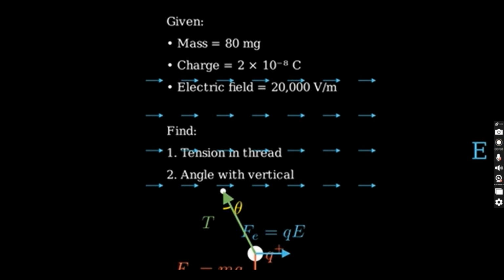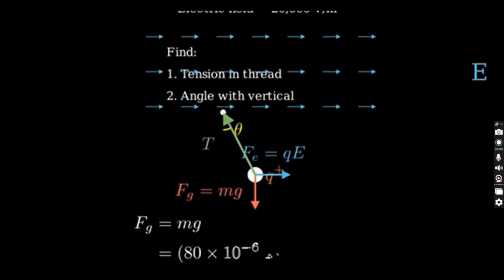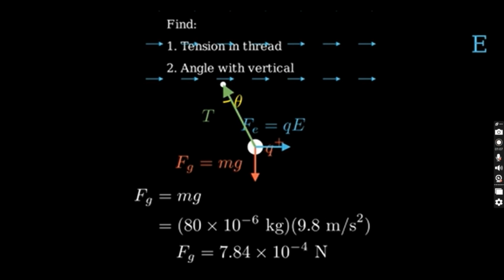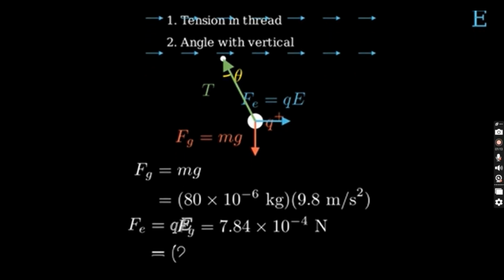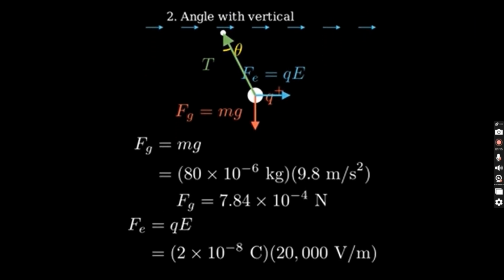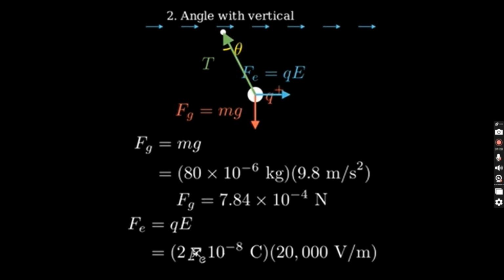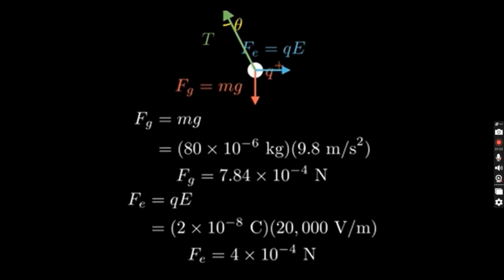Let's calculate the gravitational force first. The mass is 80 milligrams, or 80 times 10 to the minus 6 kilograms. Multiplying by g, we get 7.84 times 10 to the minus 4 newtons. Now, for the electric force, we multiply the charge 2 times 10 to the minus 8 coulombs by the electric field 20,000 volts per meter. This gives us 4 times 10 to the minus 4 newtons.